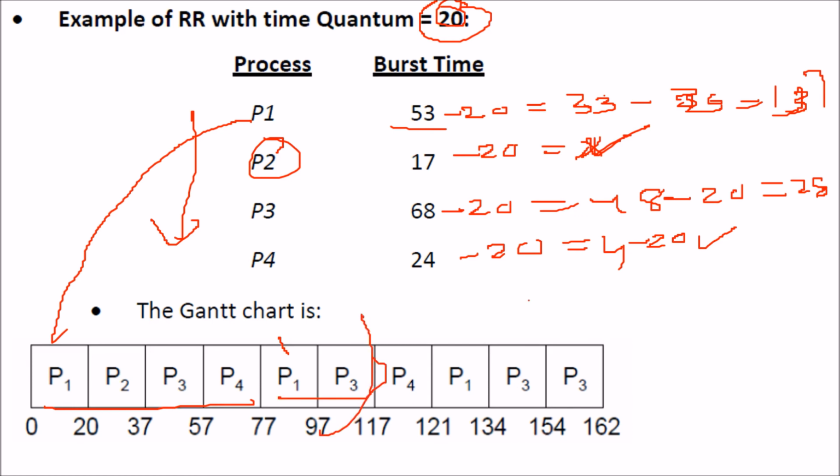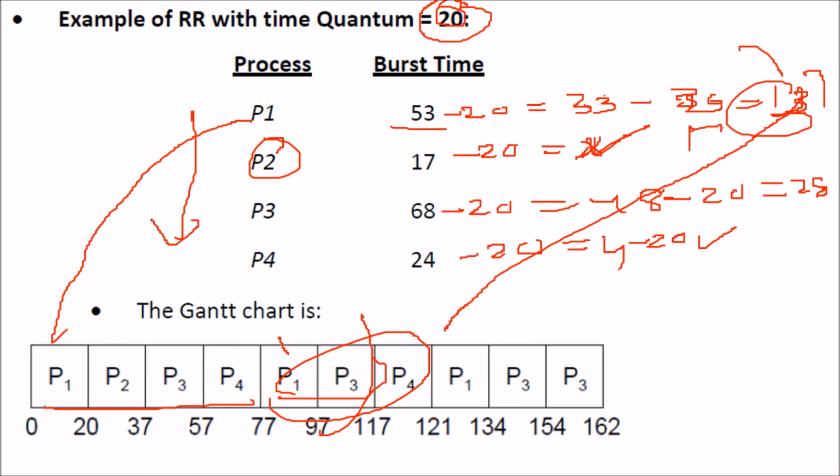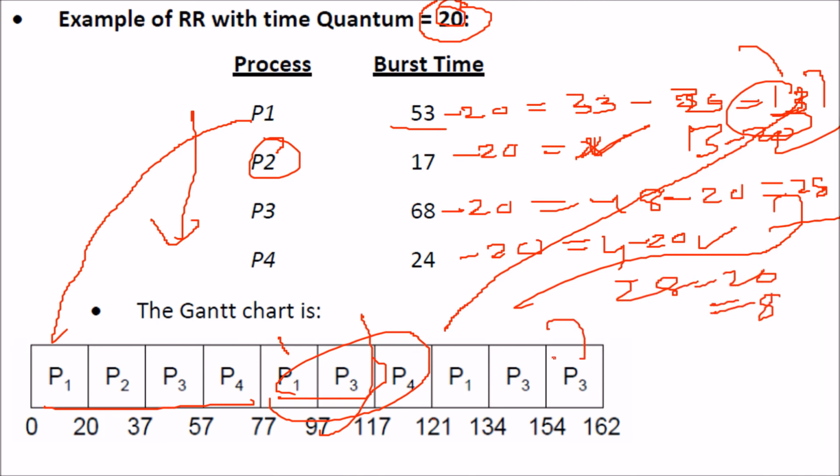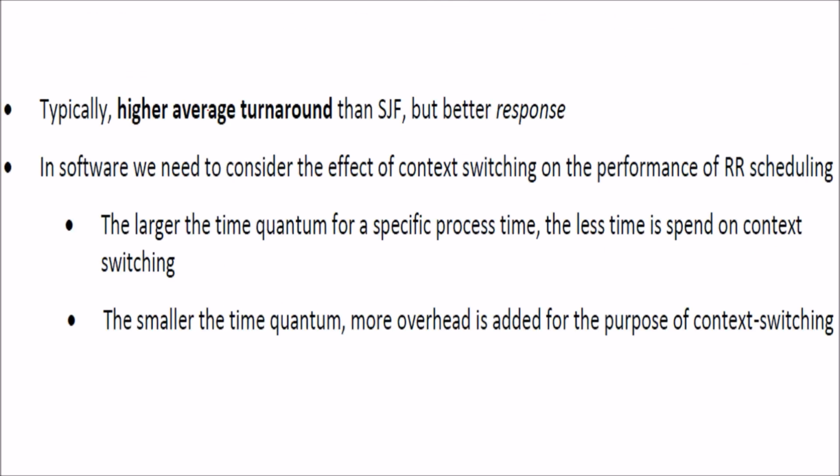Now again P1 will come. These are all done, sorry, till here. P1 will come, 13. It will complete, because 13 minus 20 is negative, so it has completed. 28 will come, 28 minus 20, 8 is left. Again P3 will come, 8 units. See, 8 units. So it has a higher average turnaround than SJF, but the response is better.